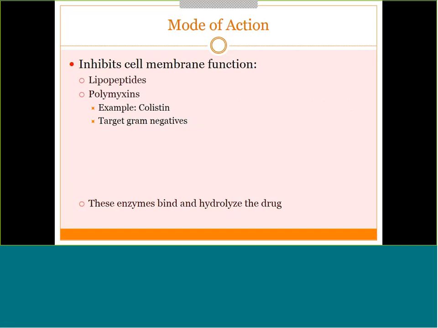All right, next are those that inhibit the cell membrane. These are different than cell wall inhibitors. Our peptides and your polymyxins. A common example of polymyxin would be colistin, and these ones are going to target gram-negatives. The polymyxins will target gram-negatives.